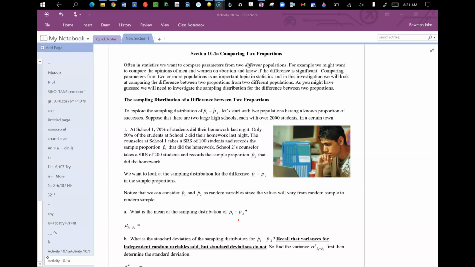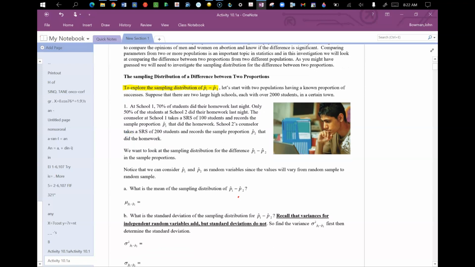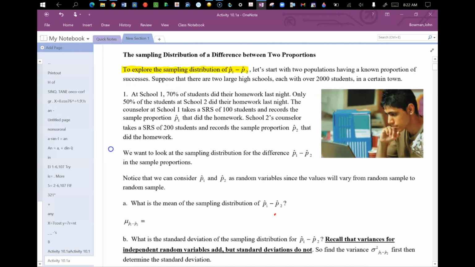And what we want to do first is get some understanding of how the sampling distribution of a difference of two sample proportions behaves. So we're going to start out by exploring this sampling distribution, the sampling distribution of the difference of two sample proportions. So we're going to create this scenario, and in this scenario, let's start with two populations. Let's assume we know the population proportions, and let's assume that we have two large high schools, each with over 2,000 students. So here's our scenario.